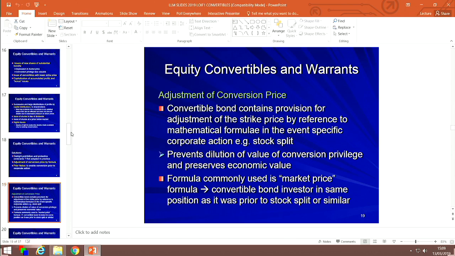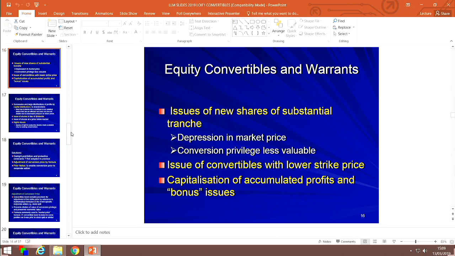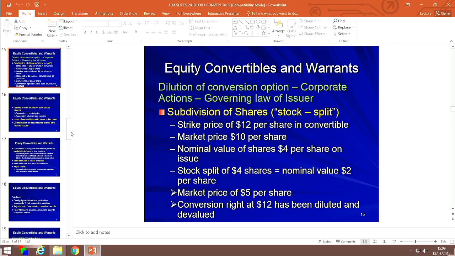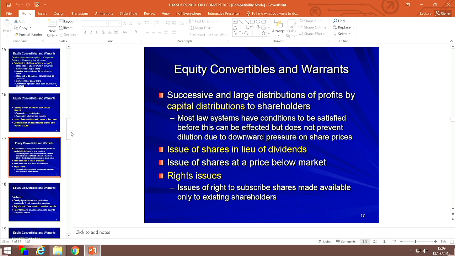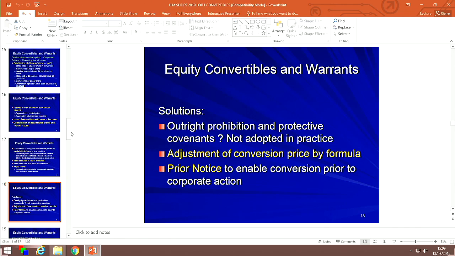And I think we walked through a whole number of them, starting with things like subdivision of shares, new issues, issues of convertible at a lower price, capitalization of accumulated profits, large distributions of profit through capital distributions, rights issues, and the question is, what can be done about it? I think we came to the conclusion that there are only two ways of dealing with it. One is to give notice to the bondholders, to give them the option of converting the bond into the underlying shares prior to the occurrence of the corporate action in question that might damage or reduce the value of their conversion rights.